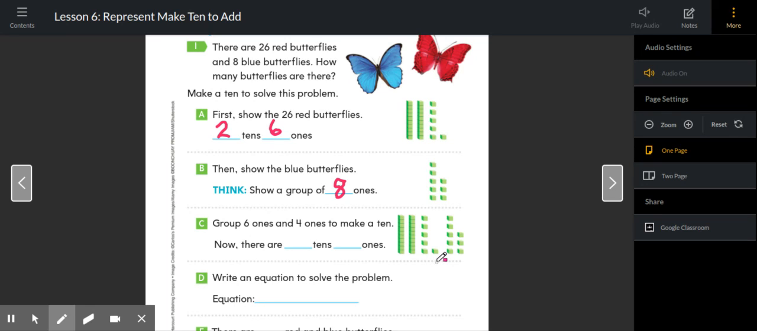So they're telling you, and you know your quick 10s, we've played lots of games with quick 10s, that if we have 6, we just need 4 more to make a 10. So we're going to circle those 10 ones all together. If we lined up those 10 little green ones, and you can do that with your packet at home, you have these green cubes with you. If you line up 10 of those little ones, it's exactly the same as a 10. So now we have 1, 2, 3 10s.